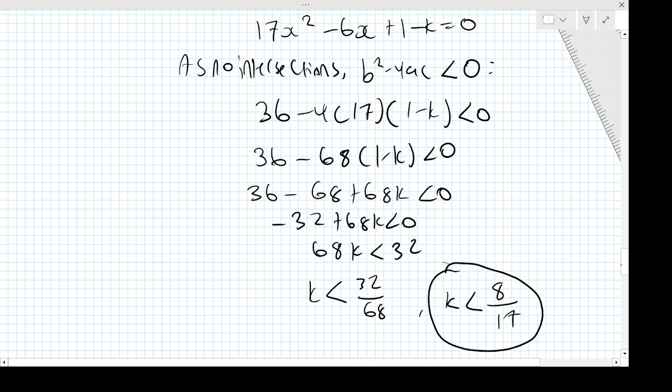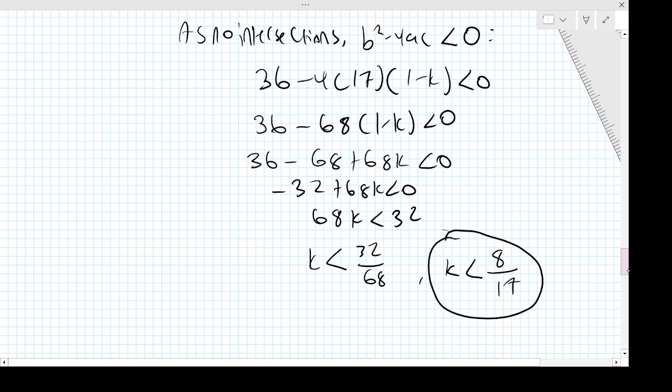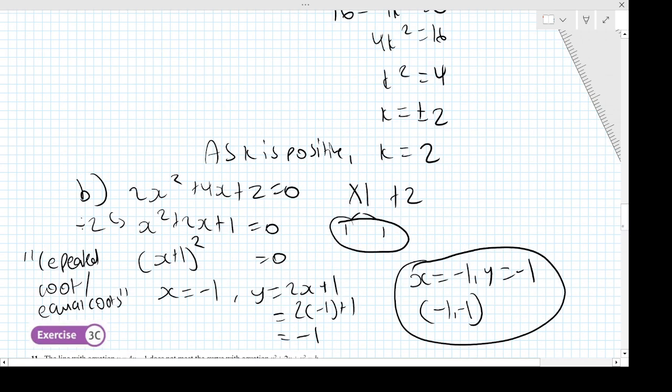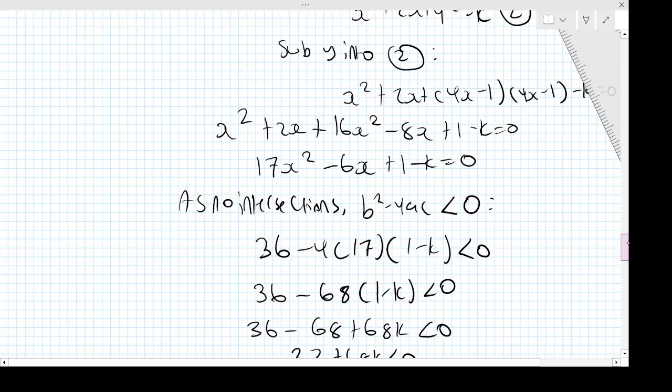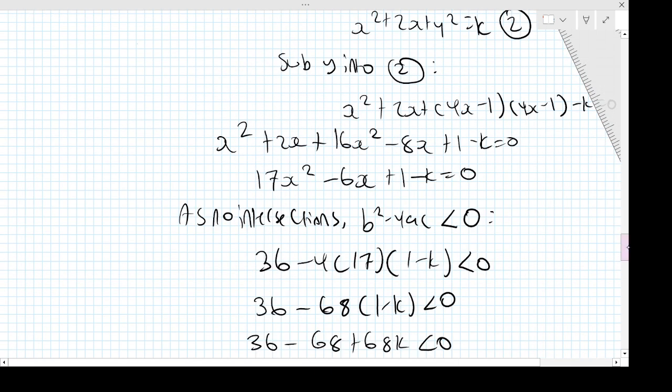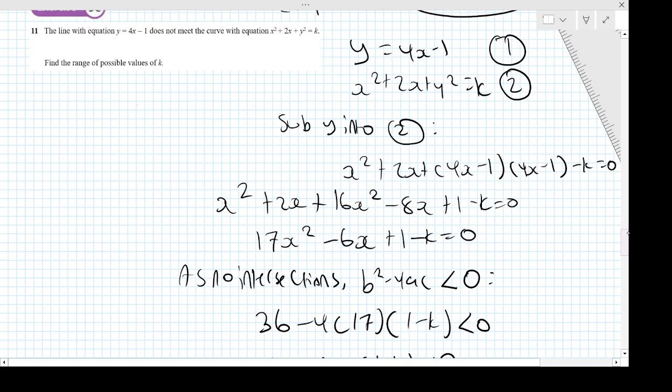So there's not one single value of k. Remember with inequalities, you get a range of values of k. As long as k is strictly less than 8 over 17, any value of k less than that will be feasible, will be a solution to this. So that's our range of values. There we are. Cool. So again, we're just using the discriminant. We solve it as we normally do, nothing new there. Then when we get to the quadratic, we can use the fact that we can consider the discriminant because in this case, the two equations don't meet.